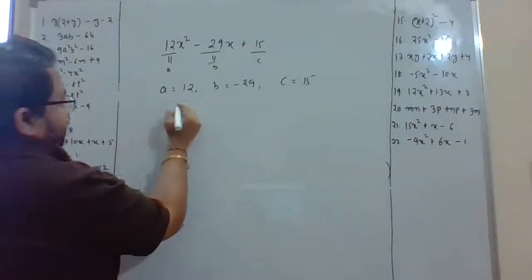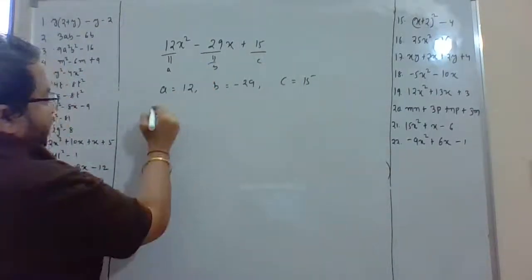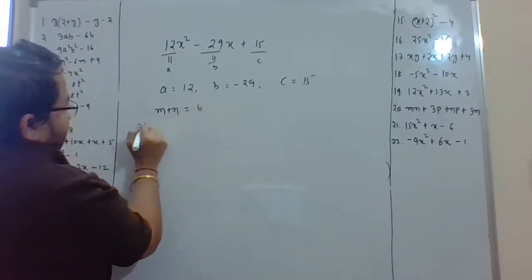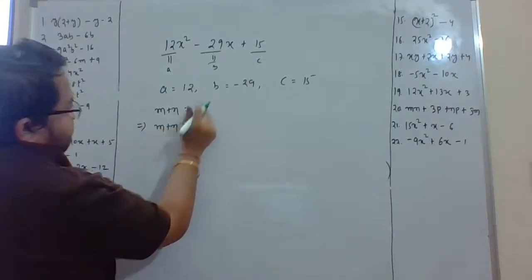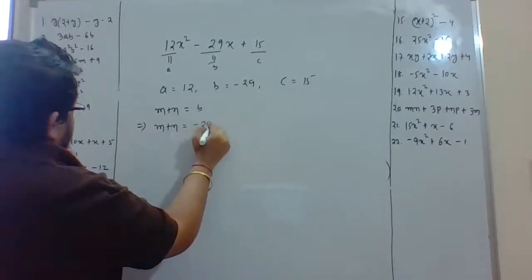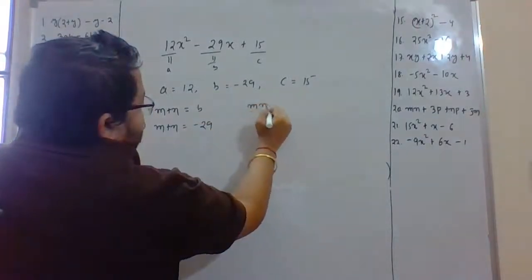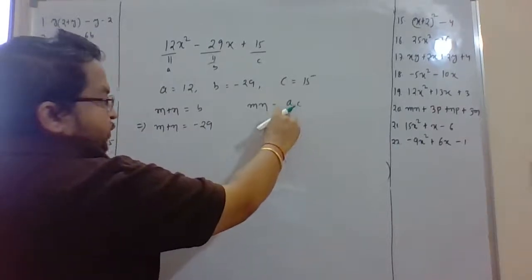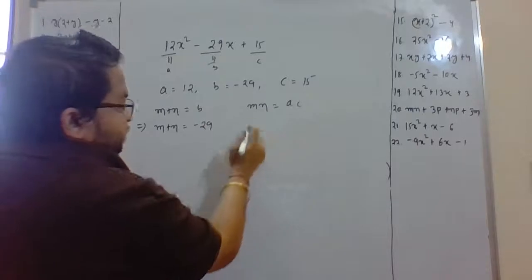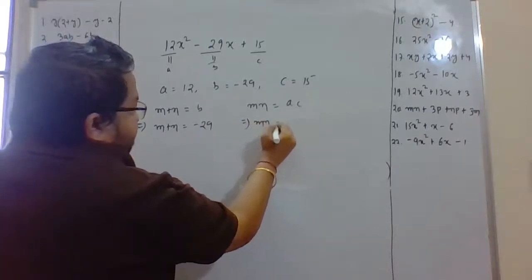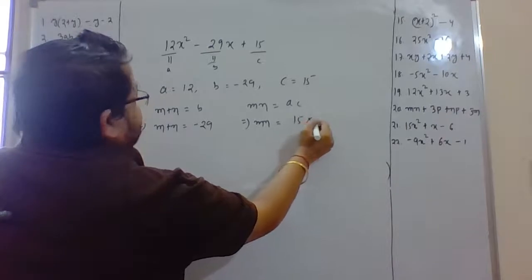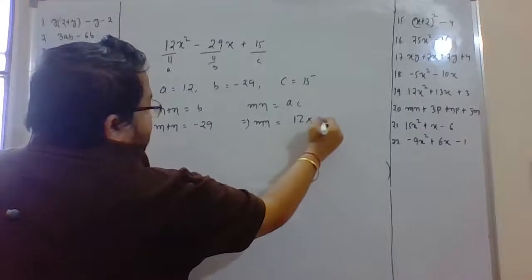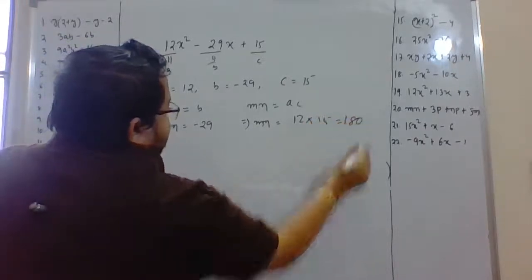So obviously now we need to split the middle term B into two terms M and N such that M plus N equals B, which is minus 29, and MN equals AC. Again, I am repeating, many students forget to multiply it as A into C. They just write C. So be careful on that. So MN is nothing but 15 into 12, or 12 into 15 rather, that is AC. 12 into 15 is nothing but 180.